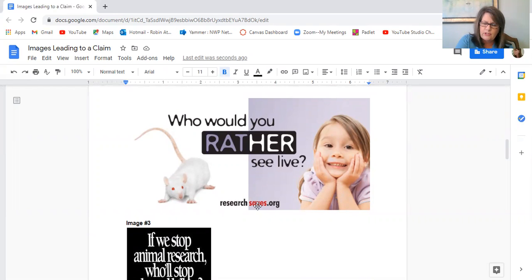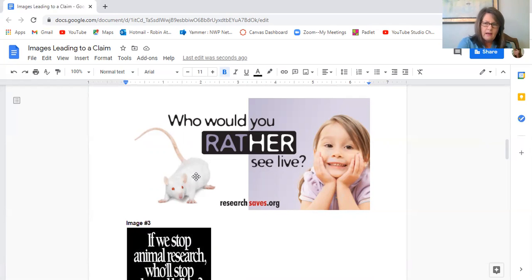And this is from researchsaves.org. So clearly this organization thinks research saves apparently her life, right? This is pretty clever, the rat or her. Who would you rather see live, the rat or this really cute child? Okay, so I know that the claim the creator of the image is making is that her life is more important than the life of the rat. Well, that's what I'm taking from this.